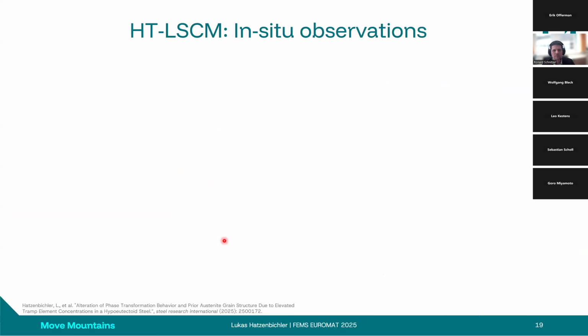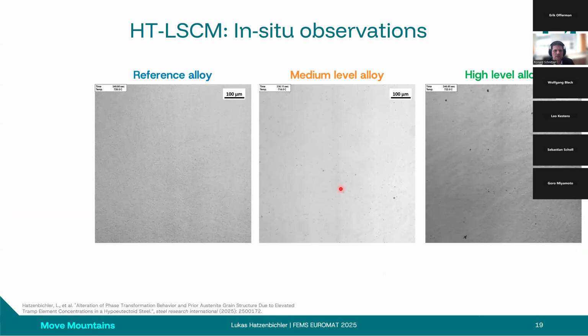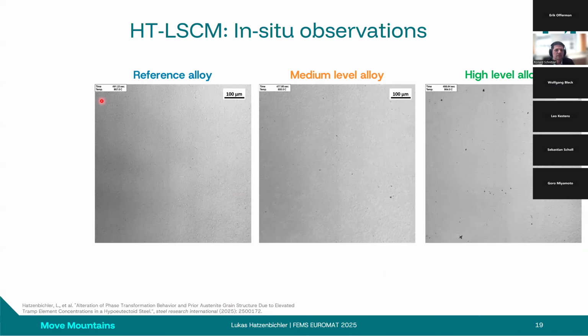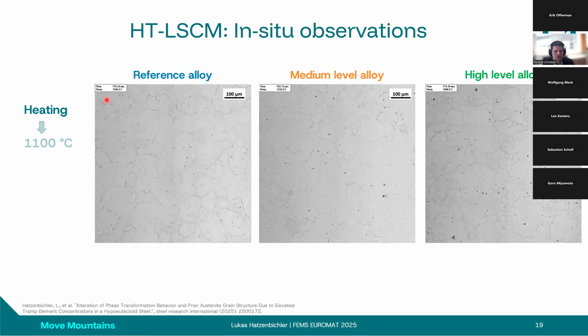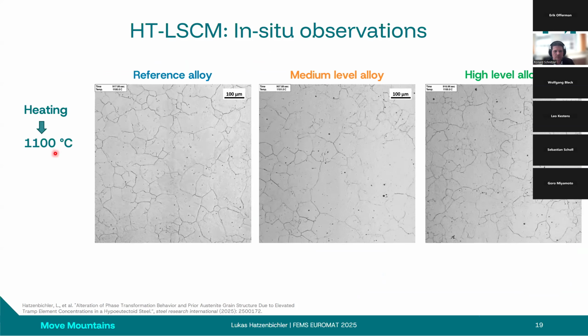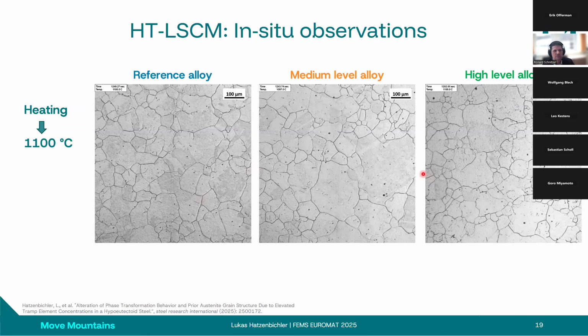To give you an example, I'd like to show again, coming back to that example here, the reference alloy, medium scrap level, and high scrap level. One can see here now the images or the videos starting. You can see the temperature. We heat up here. Maybe it's hard to see, but now we reached 1100 degrees Celsius, so we're in the austenitic phase field now. You can compare the three microstructures if you want to.